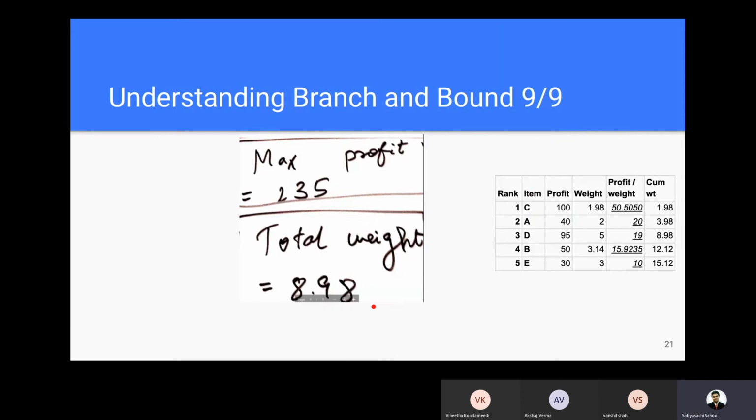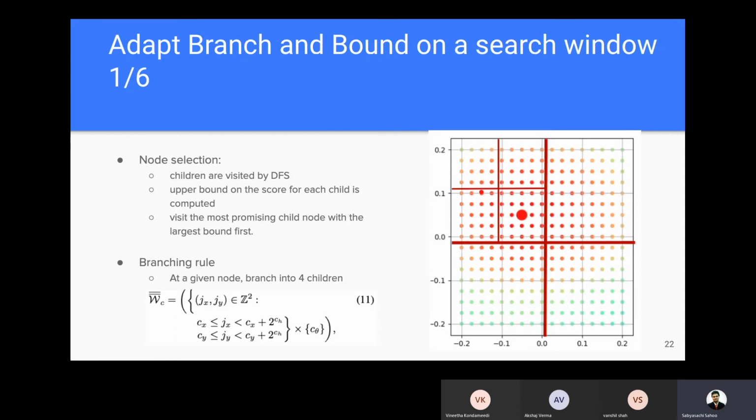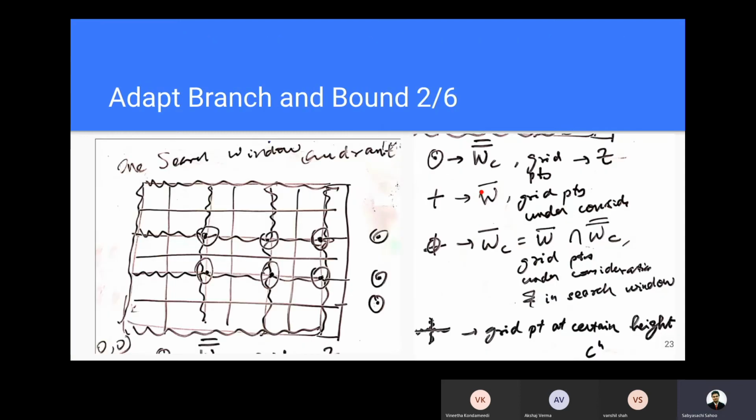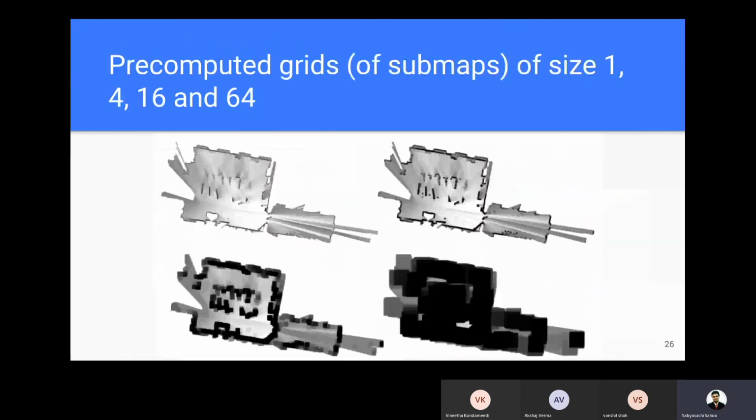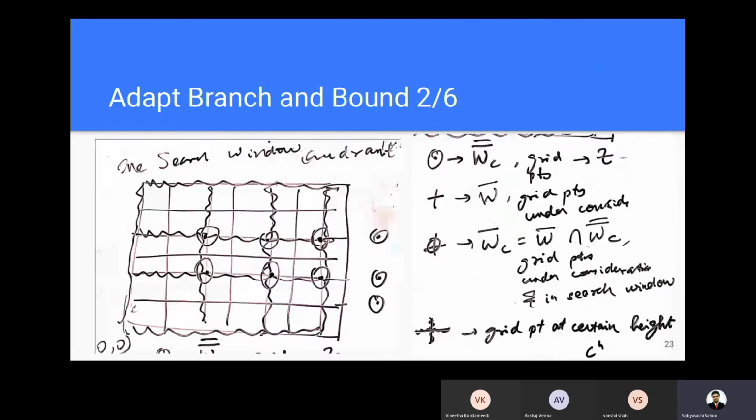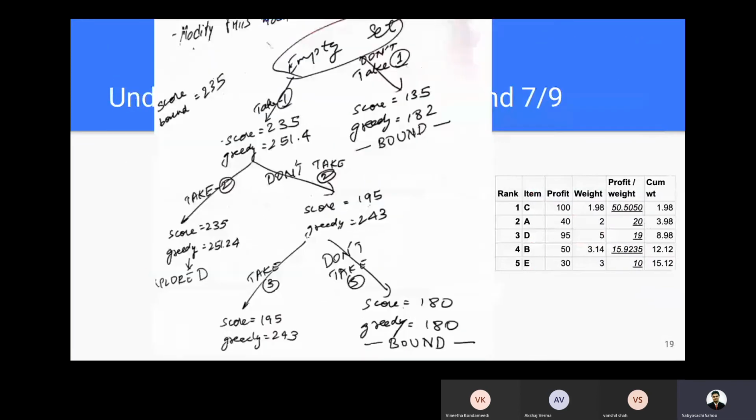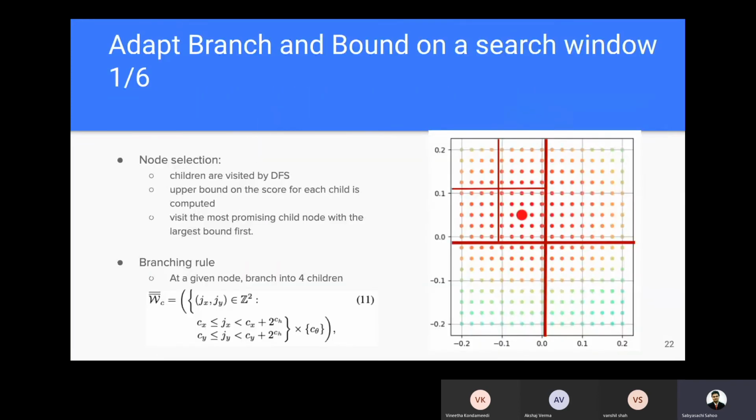Okay, now after revisiting branch and bound, what we'll quickly try to do is adapt it to our cartographer. So if you remember your original problem, our goal was to evaluate these different grid points.